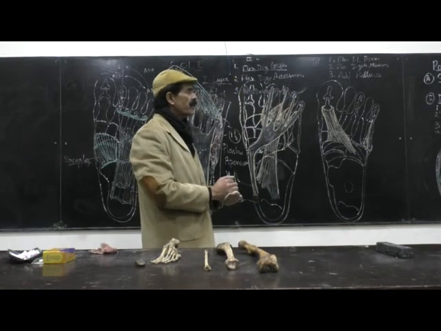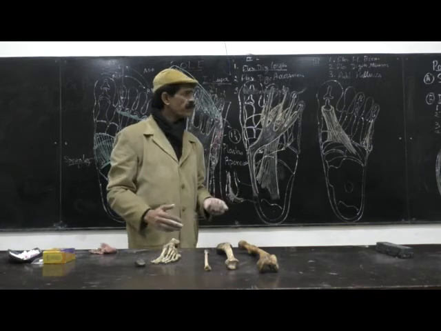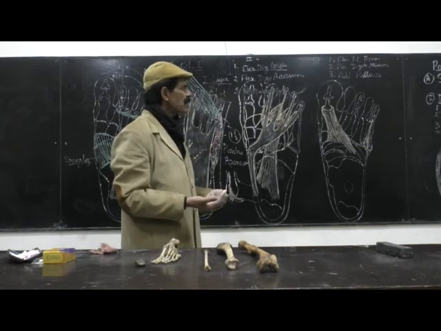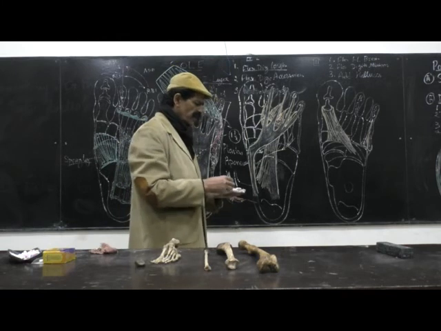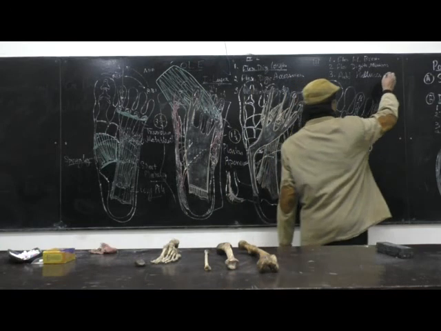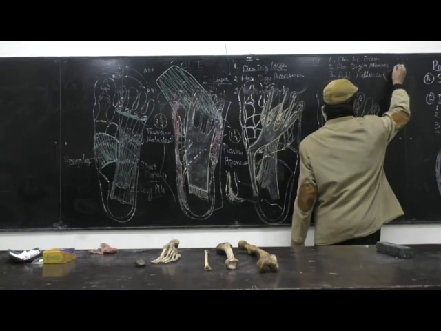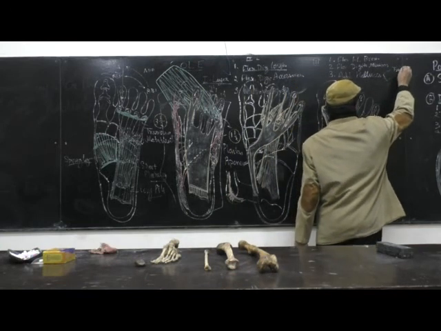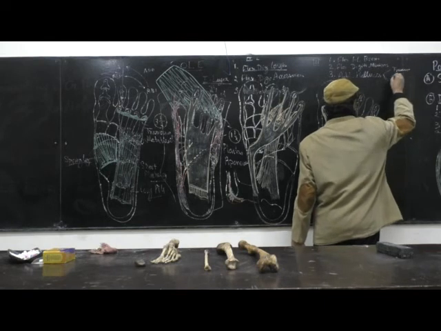Now the third muscle left is the Adductor Hallucis. So its name is Adductor Hallucis. It will bring about the adduction of the great toe. This muscle has two heads. One is called the transverse head, the other is called the oblique head.